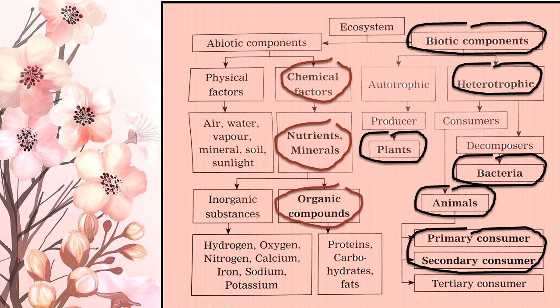Under the nutrients and minerals we have two types of substances. First is inorganic substances and second is organic compounds. Organic compounds contain carbon, hydrogen, oxygen, nitrogen and sulfur in their elements, with examples like proteins, carbohydrates, fats, etc. But in inorganic substances we have hydrogen, oxygen, nitrogen, calcium, iron, sodium, potassium. So these all are the classification of the ecosystem and its different components.